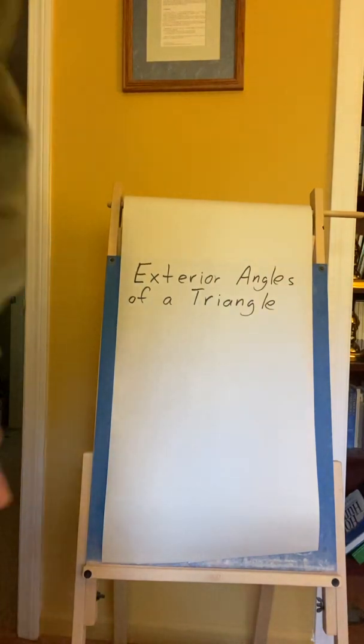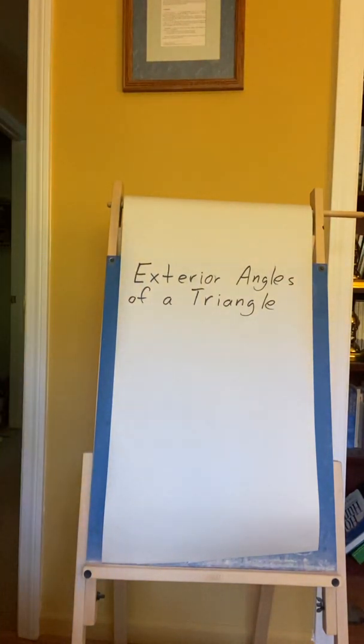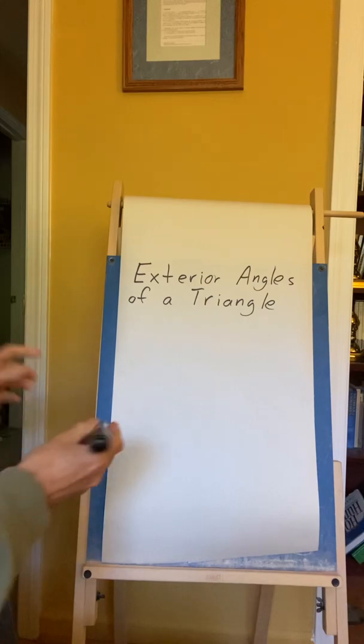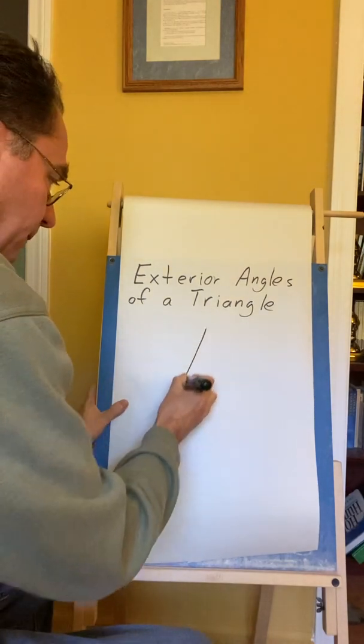We're going to switch gears a little bit. Our new topic for today is the exterior angles of a triangle. Now, I think you know that the word exterior means outside. So we're talking about the angles outside of a triangle.